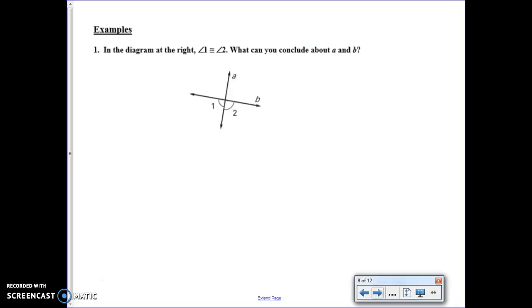Okay, in this diagram, we know that angle 1 is congruent to angle 2. What can we conclude about A and B? Well, we talked about when we have a linear pair, which we have with angle 1 and angle 2, they have to add up to 180. And if we know they're the same, then they have to be 90 and 90. So we know that A has to be perpendicular to B.